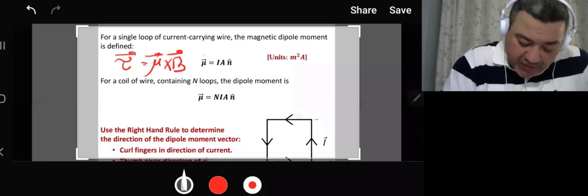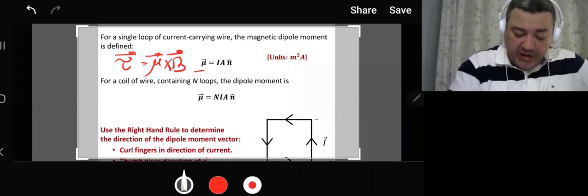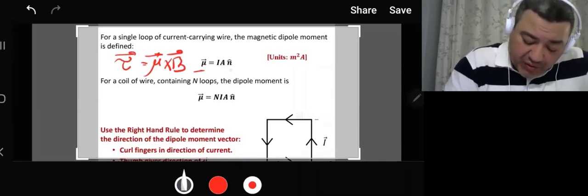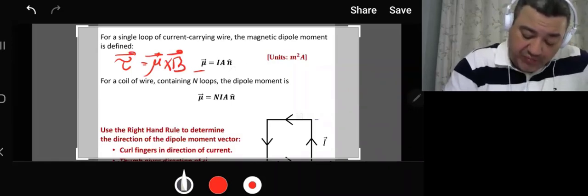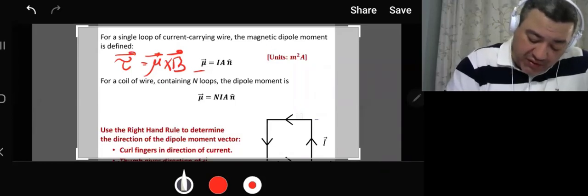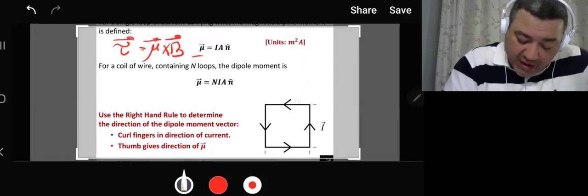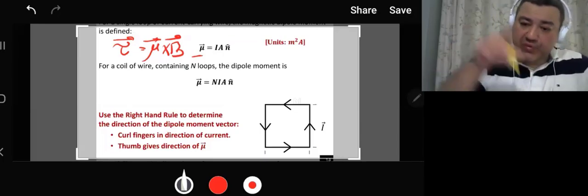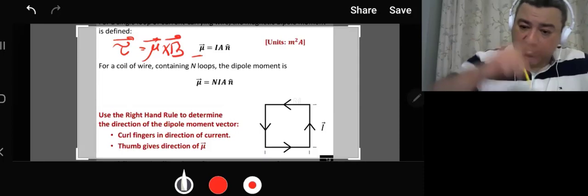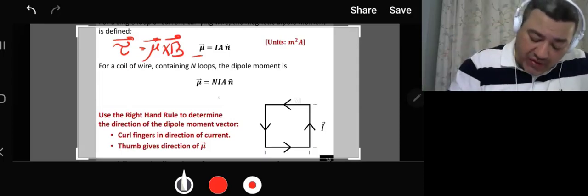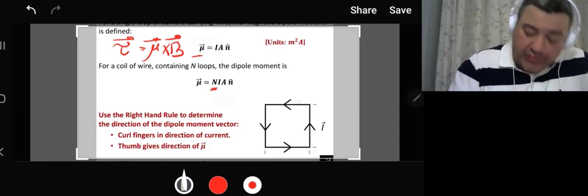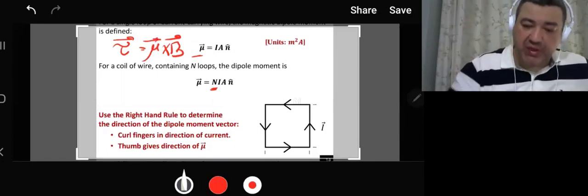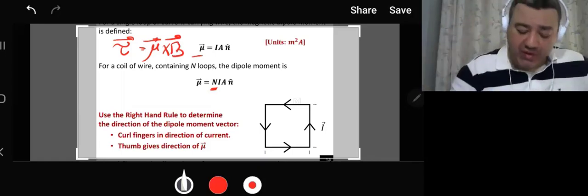This magnetic dipole moment is given by the current times the area of the loop times the normal unit vector on that loop. So how do we define this? This is again for a loop that has only one loop. If I have several loops of wires making a coil, in this case I have to include the number of those loops, because this means more current going into that loop.